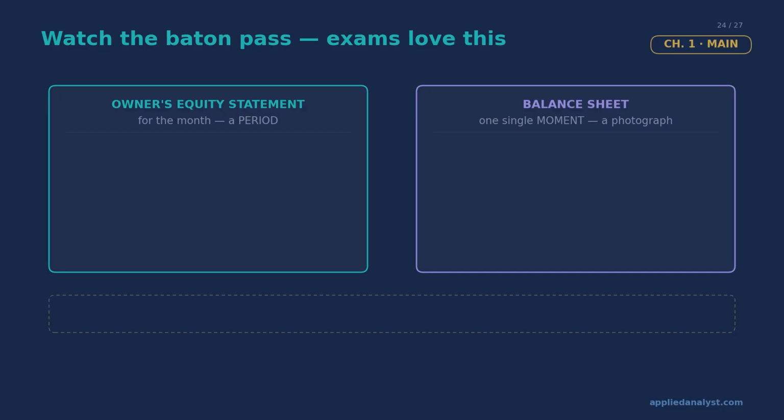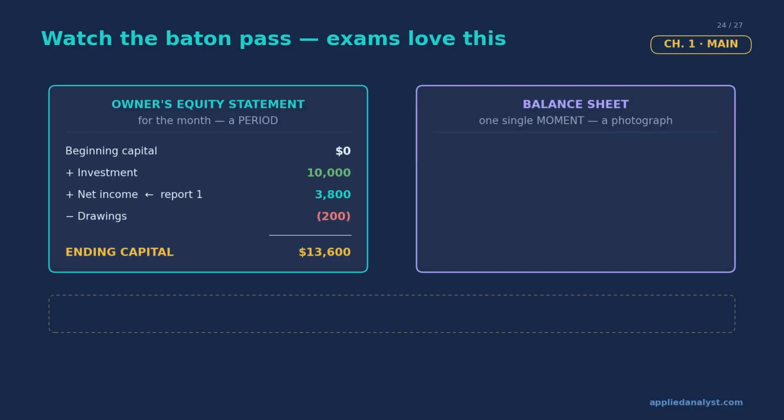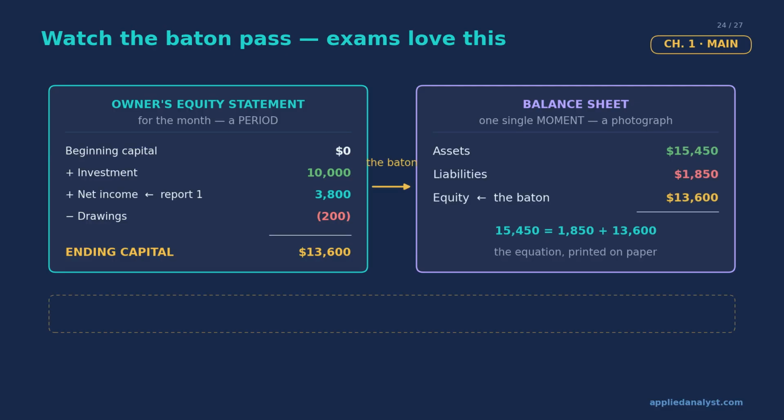Exams love this part. Report 2, the owner's equity statement. Start at beginning capital, 0. Maplebean was born this month. Add your investment, $10,000. Add net income. There it is, the $3,800 handed over from the income statement. Subtract drawings, $200. Ending capital, $13,600. That number now sprints to report 3, the balance sheet.